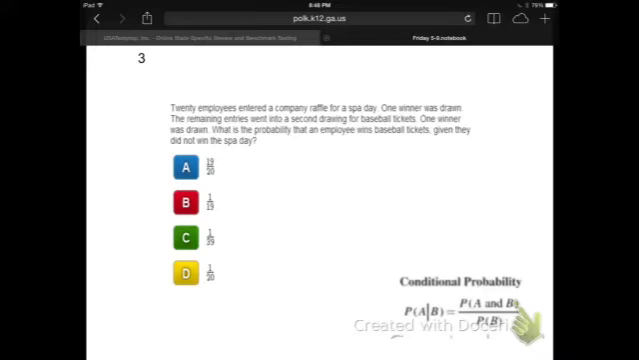Number 3, if 20 employees enter a company raffle for a spa day, one winner was drawn. The remaining tickets went into a second drawing for baseball tickets. One winner was drawn. What is the probability that an employee wins baseball tickets? This will be event A. Given, that means it's conditional, so we'll use this formula. That they did not win the spa day, that would be event B.